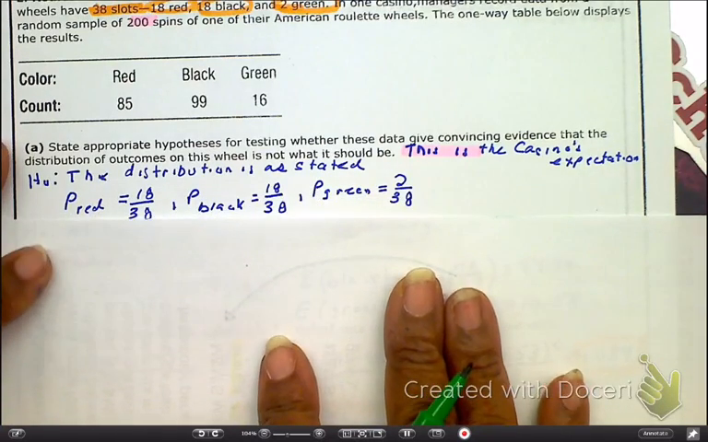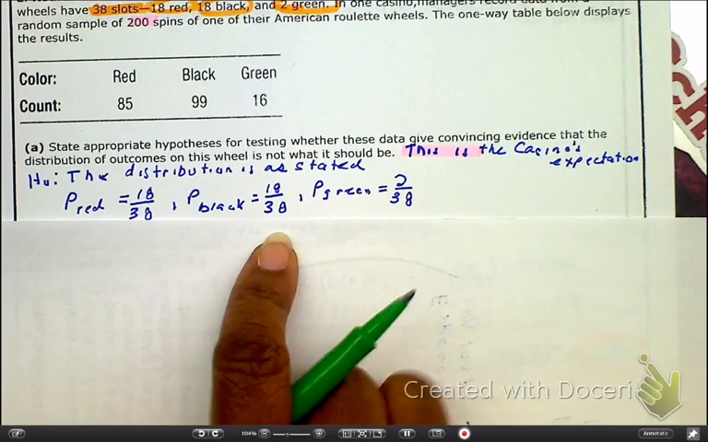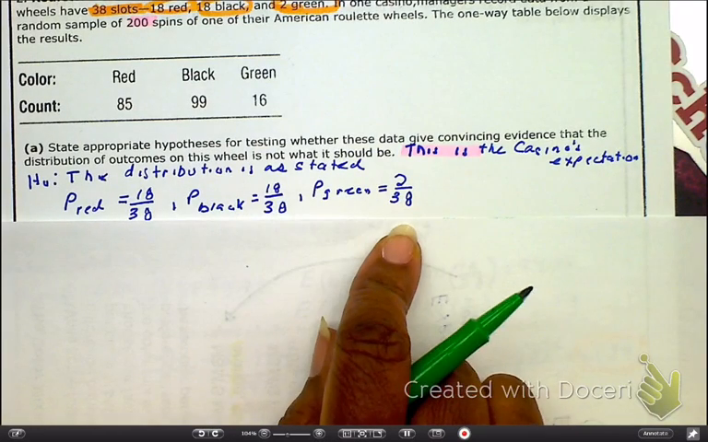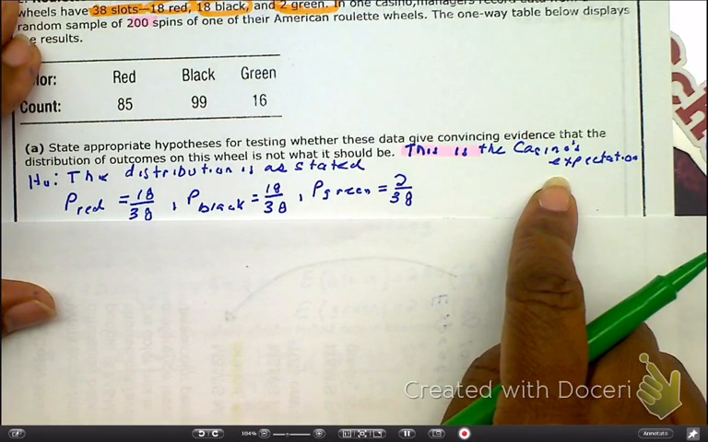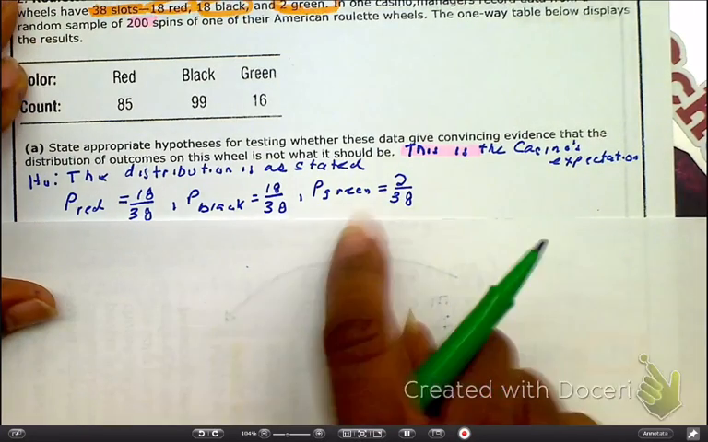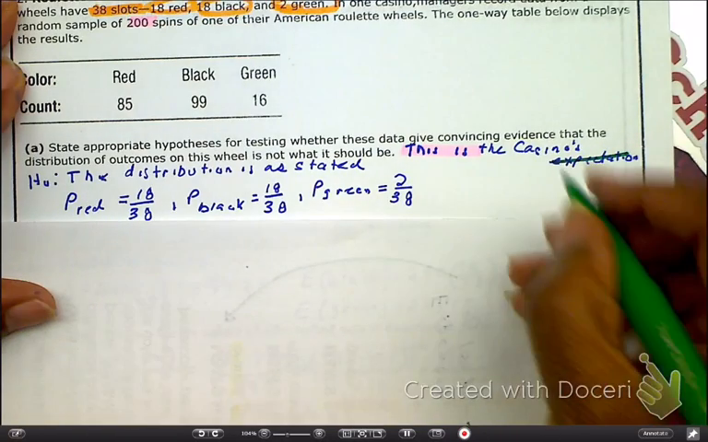They said the probability of red is 18 over 38, probability of black is 18 over 38, and the probability of green is 2 over 38. So again, forget expectations, that's how many on the wheel they have. This is what the casino has, okay?